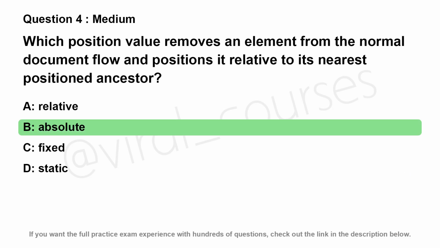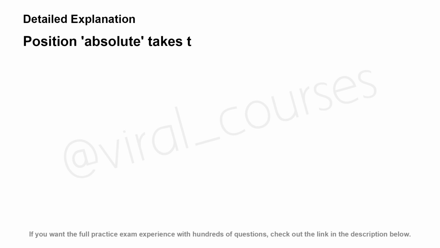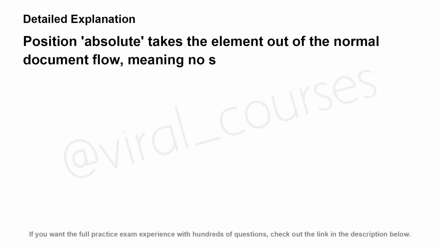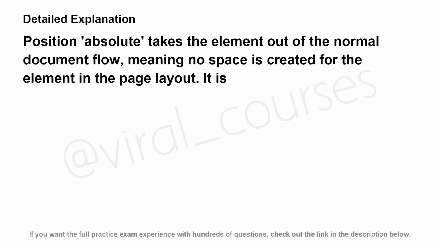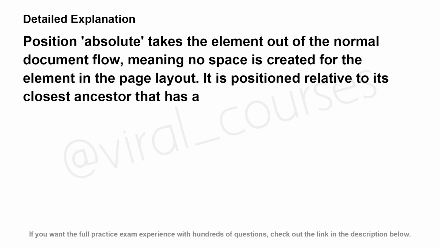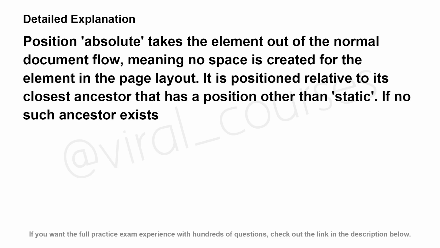The correct answer is B. Position absolute takes the element out of the normal document flow, meaning no space is created for the element in the page layout. It is positioned relative to its closest ancestor that has a position other than static. If no such ancestor exists, it uses the document body.